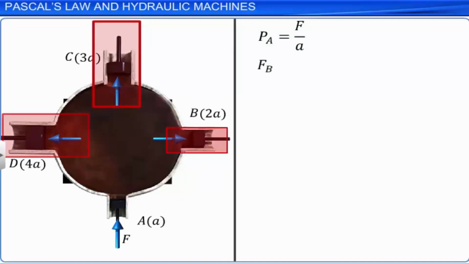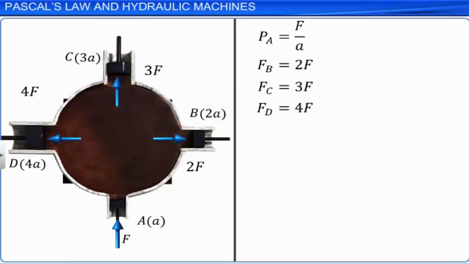Then the pressure acting at B, C and D is 2F by 2A, 3F by 3A and 4F by 4A respectively, where each is equal to F by A. This experiment demonstrates that the pressure is transmitted undiminished in all the directions, which proves Pascal's law.